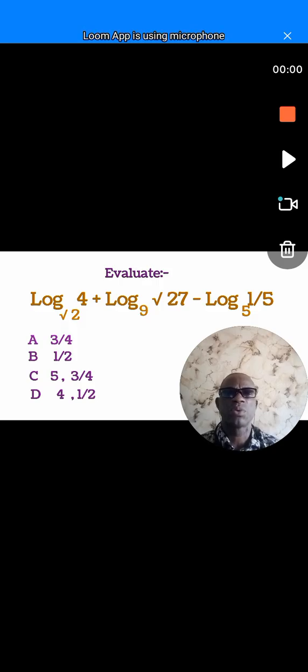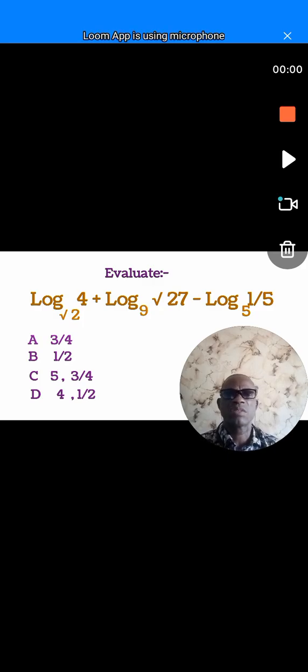We are going to demonstrate the logarithm change of base with this question. As you can see, the components of the question are not in the same base. The first component, log 4 base root 2, has base root 2. The second one has base 9, while the third component has base 5. We are going to take a practical example of how to demonstrate the logarithm change of base.